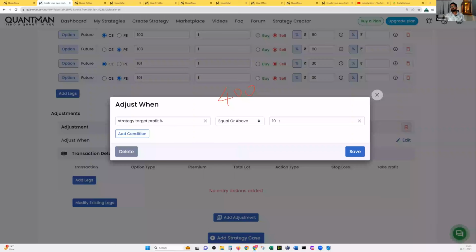When will my adjustment take place? Exactly, my adjustment will take place at 360. Superb, guys, I just believe that you guys understood. It just takes the trade at 360. Hope you understand it, right?